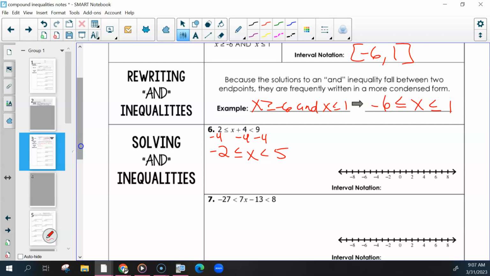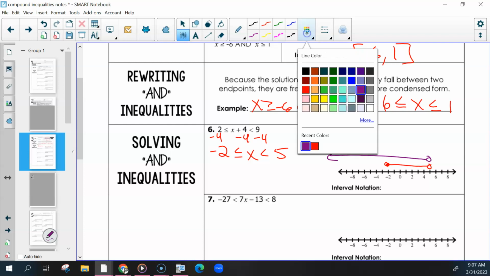And then we can graph this. -2 would be closed. 5 would be open, and we would draw a line connecting them. If you want to still see the overlap, you can still draw the others. Don't have to do this part, but you can. This part you would read as is, the second half, x is less than 5. So open circle to the left.